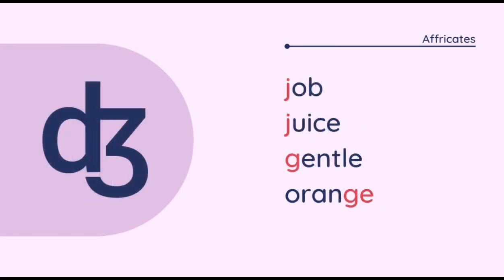Then we also have another special symbol consonant sound represented by two letters, and it is pronounced as J, as in job, Jews, gentle, orange. Job, Jews, gentle, orange.